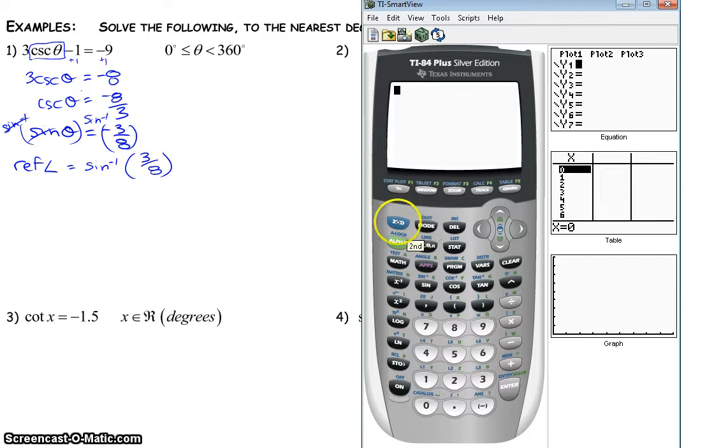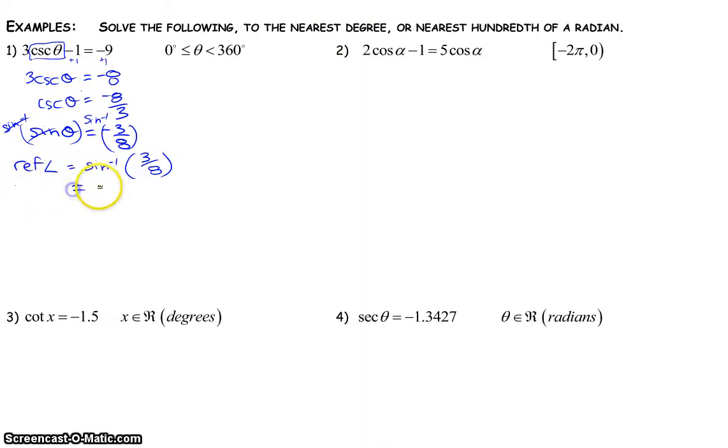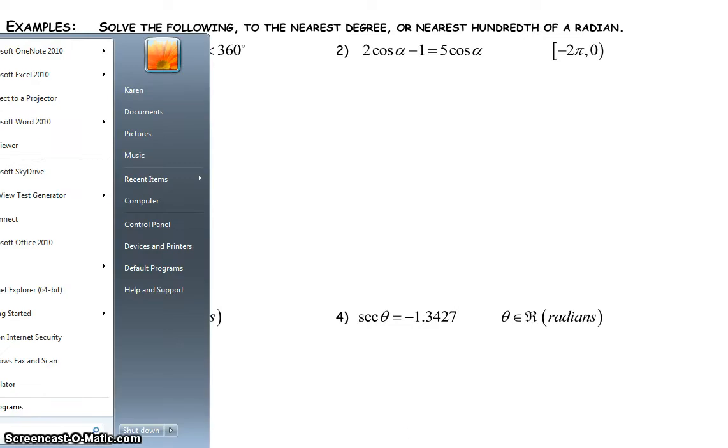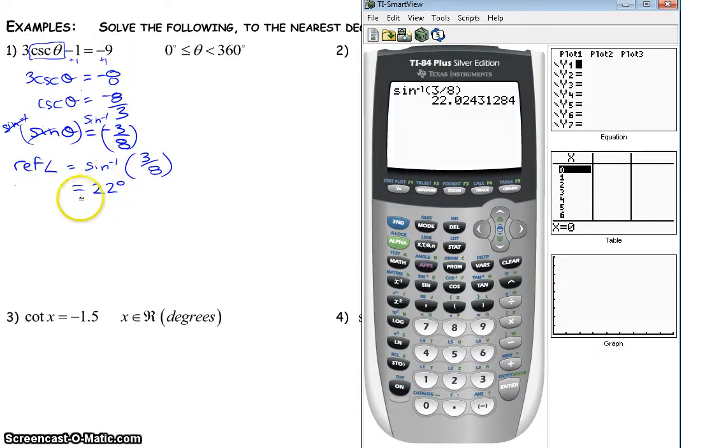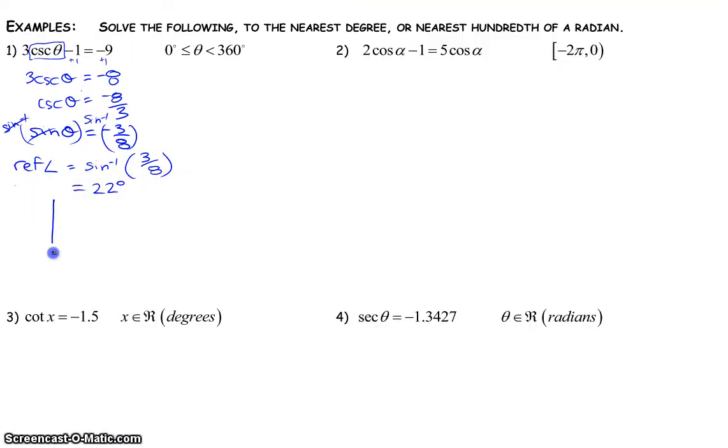Okay, and now we're going to go second function sine of 3 divided by 8. Okay, and we want the nearest degree, it says in the question. So our reference angle is going to equal, I believe it was 22 degrees. Let me just bring that up again one more time. Yes, 22 degrees.